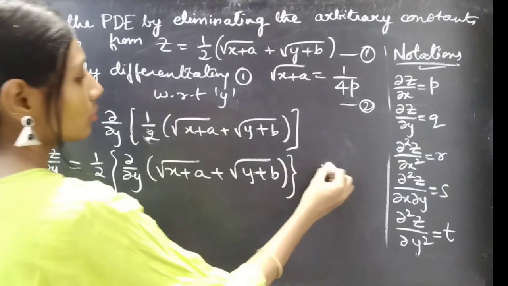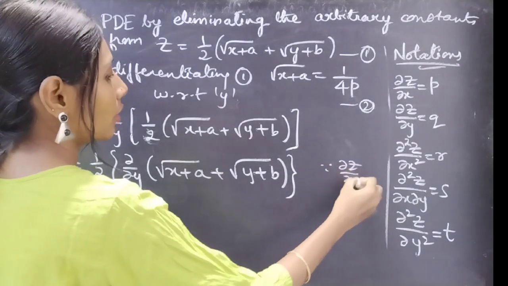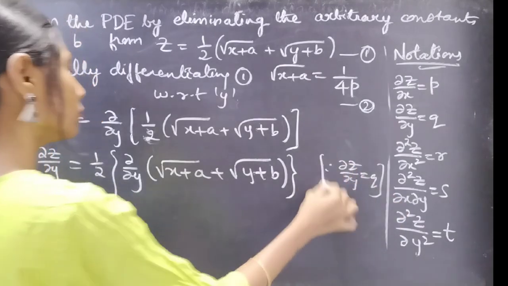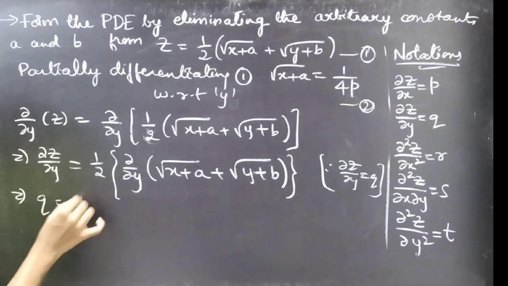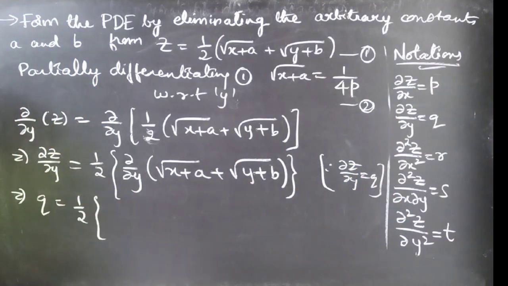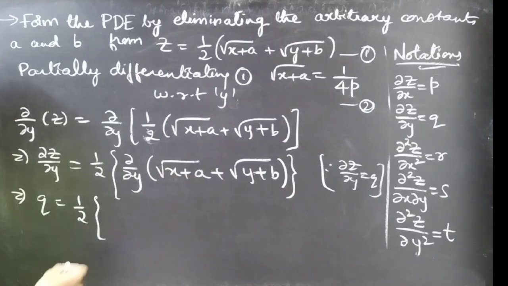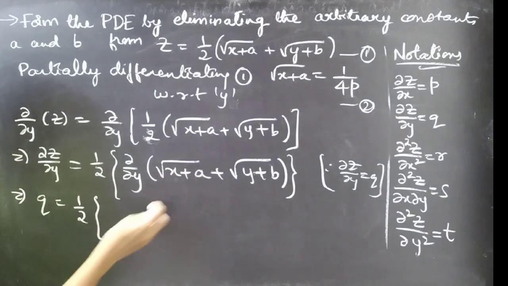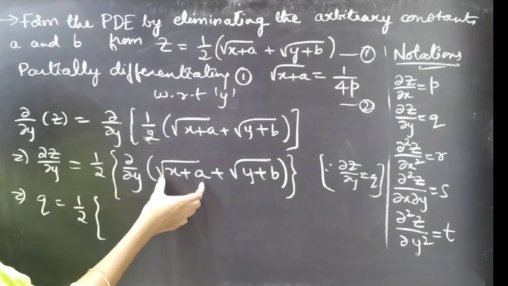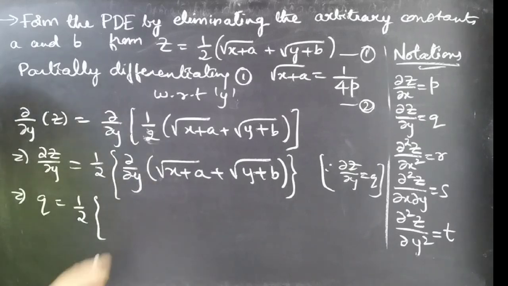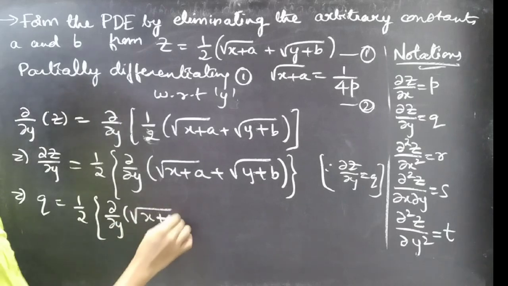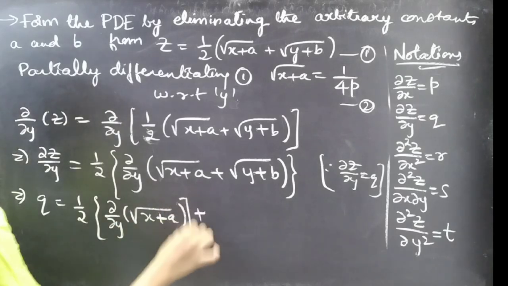Since we have a notation dou z by dou y equal to q, let's replace dou z by dou y by q. We'll get q equal to 1 by 2 into, here we are partially differentiating with respect to y, so we'll treat x as constant. So we'll get partial derivative of square root of x plus a is constant, which is 0. Since x is constant, partial derivative of a constant with respect to y is 0. First we'll write partial derivative of first term plus partial derivative of second term.